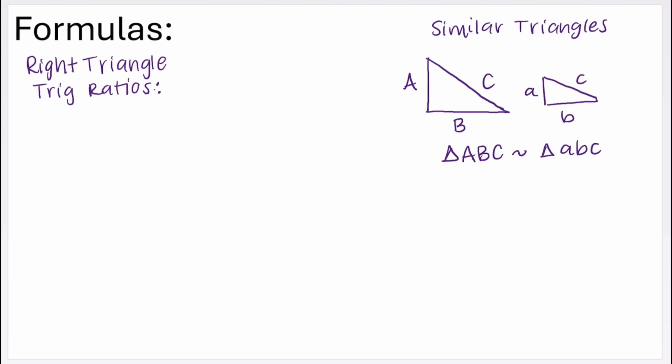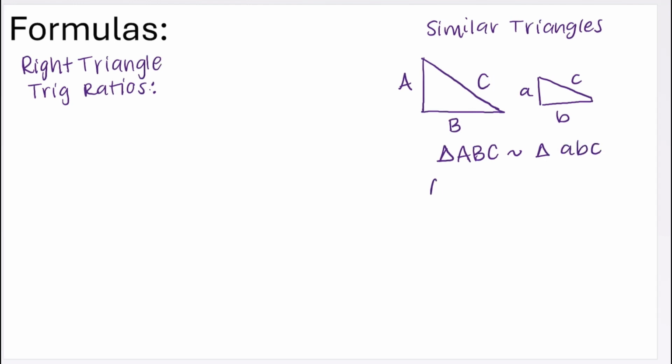Well, I named it by its sides, not as vertices, but you get the drift, okay? So if they're similar, their sides are going to be proportional. So big A over little a is going to be equal to big B over little b. And that's going to be equal to big C over little c. So just that relationship is important. We're going to use it a lot.